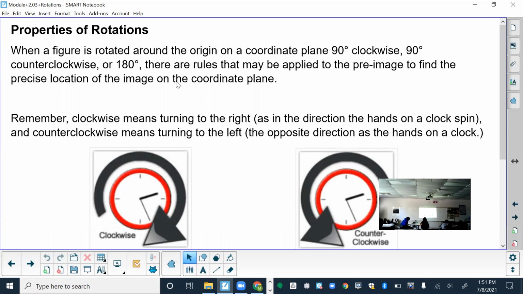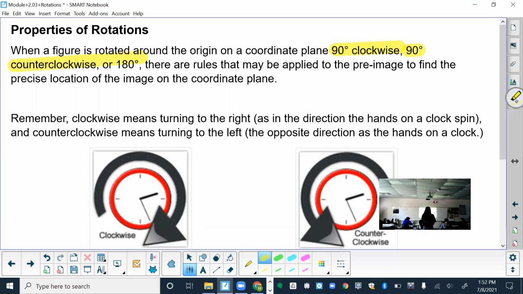Properties of rotations, I'll kind of show you the important stuff. So when a figure is rotated a few different ways, like around the origin on a coordinate plane, like 90 degrees clockwise, 90 degrees counterclockwise, or 180, there are rules that you can use. Just like how in reflections there are really specific rules that you can use, that's the same for rotations. All right, so that goes for 90 degrees clockwise, 90 degrees counterclockwise, or 180.